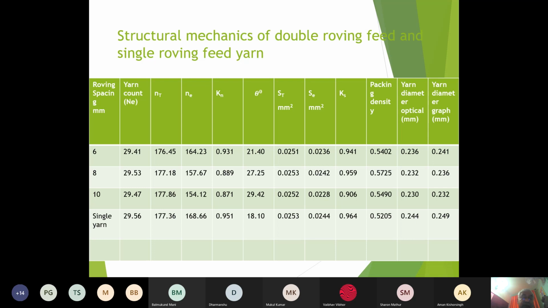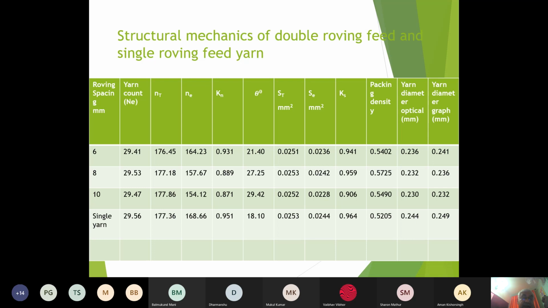Second conclusion we are drawing: the value of SE here is 36 to 242, and here 228. Now here you see this SE is increasing up to the 8 mm roving feed distance, and after that it is reducing.